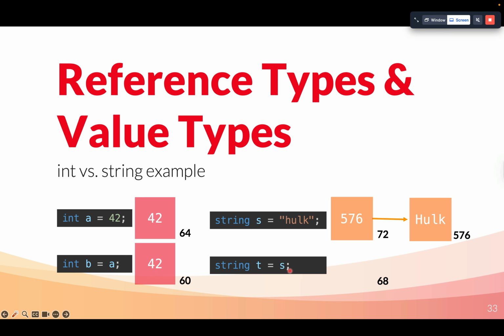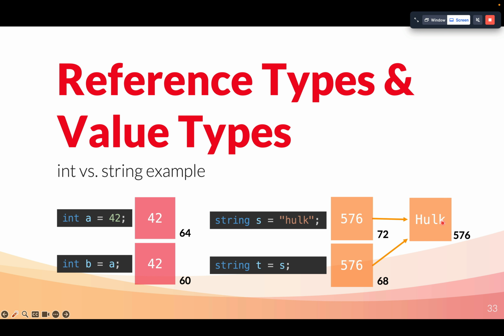But if you make a copy of s and store it into t, something potentially unintuitive does happen. It actually does what happens over here, which is it makes a copy of 576. So at memory address 68, there is a 576. At memory address 72, there's a 576. You'll notice there's only one hulk. There's only one hulk. You with me so far?